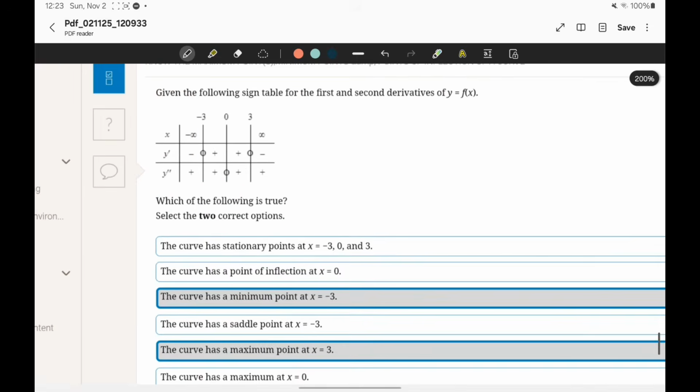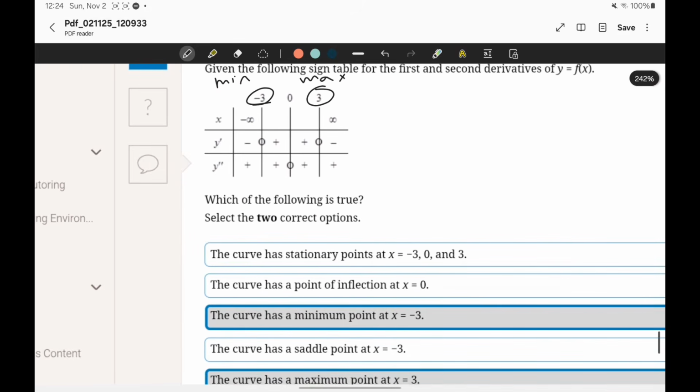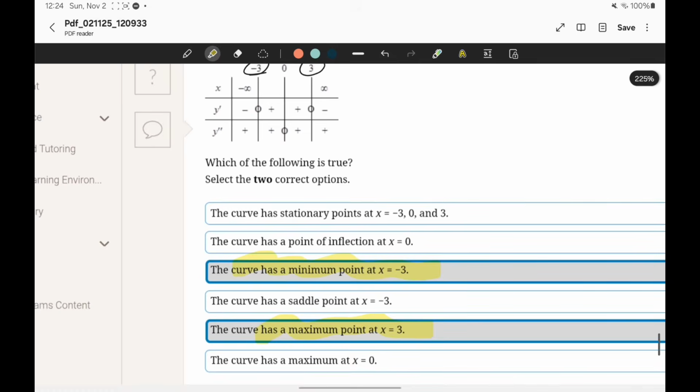They just want the minimum, maximum. So you look here at minus 3. This is a minimum, and here it's a maximum. So you just choose that. Here is a minimum at minus 3 and the maximum at 3.